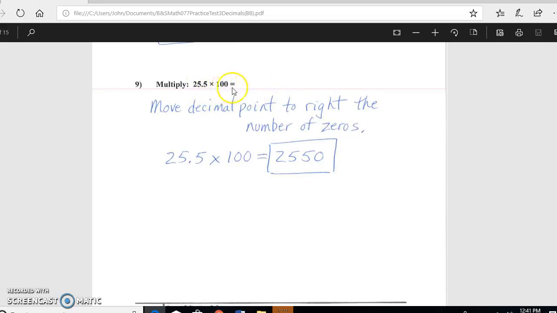So here we have 2 zeros, so we're going to take that decimal point and we're going to move it 2 places to the right. Move the decimal point to the right, the number of zeros in the factor of 10. So 25 5/10 times 100, we move that decimal point 2 places to the right, and we end up with 2,550.